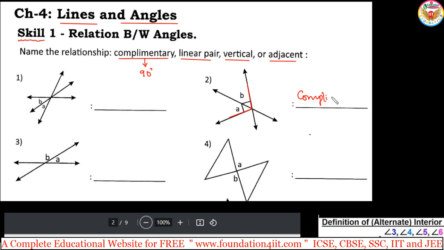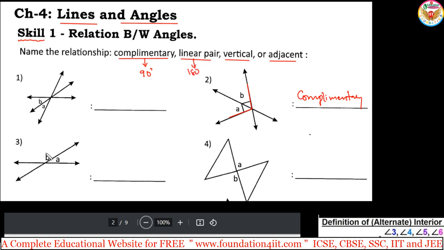So these are the complementary angles. Next, the sum of the angles is 90, that's complementary, as A and B together make 90 and the symbol is given. Next, linear pair: the sum of the angles should be equal to 180 in this case.